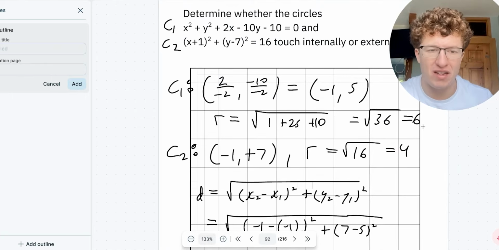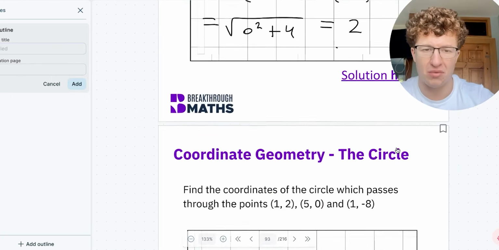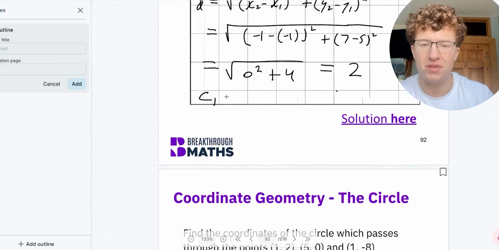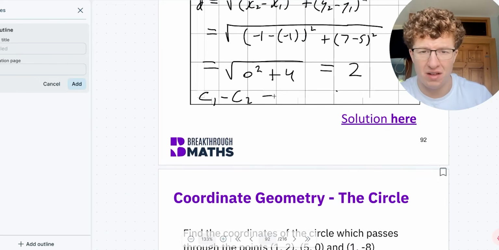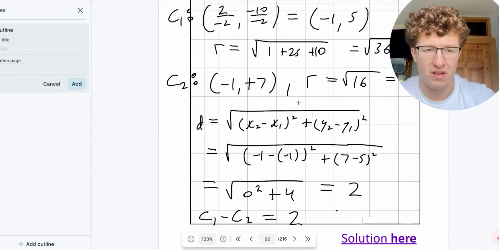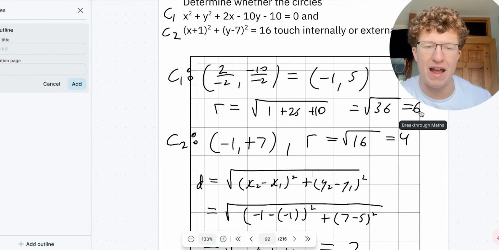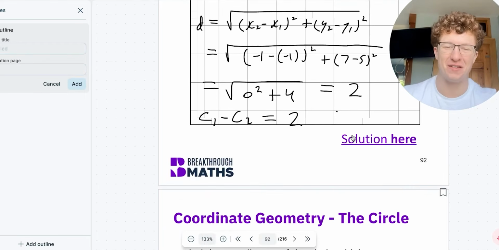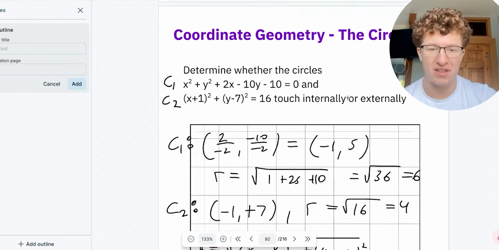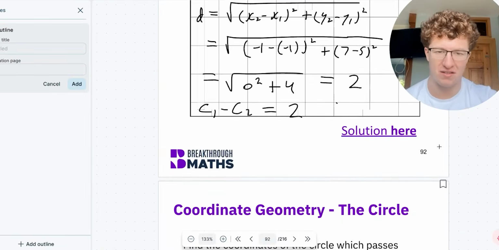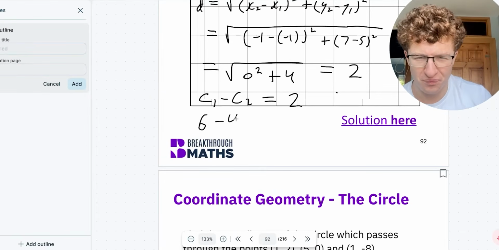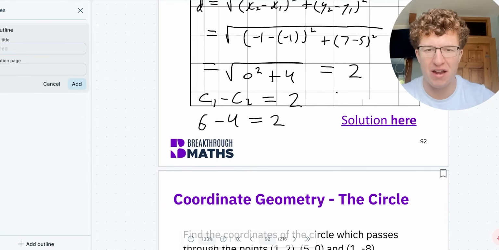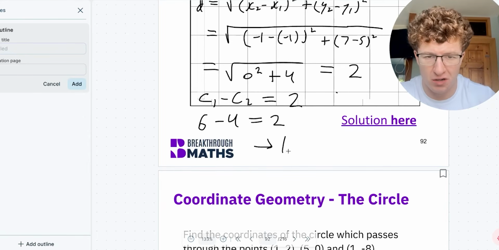But we had that the radius of one was 4 and the other was 6. So the distance between the centers is going to be 2, and that should be compared with the difference in the radii. The distance in their centers we just got is 2. But the difference in their radii is also 2, 6 minus 4. So we know, because we're taking the difference in their radii, they must touch internally.